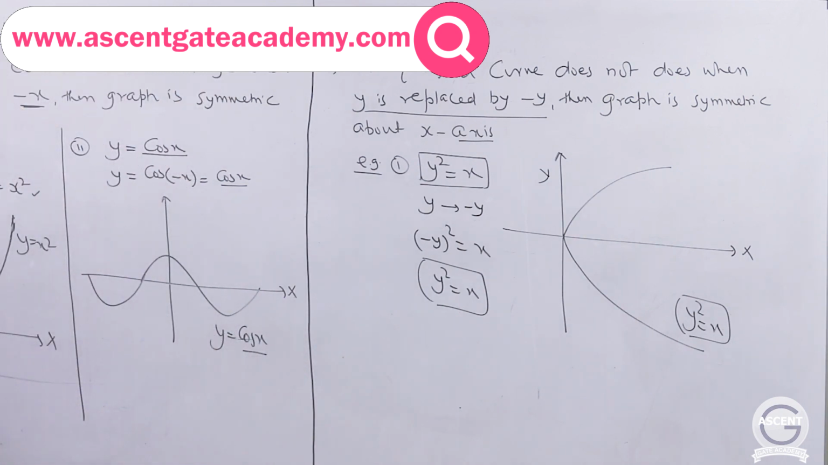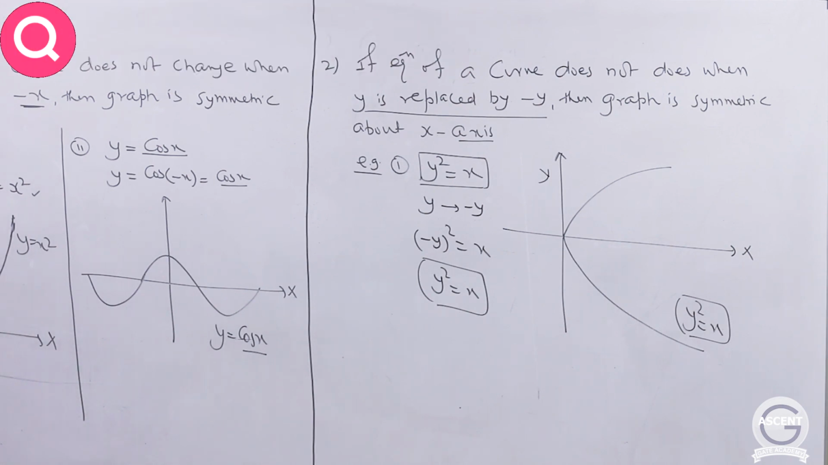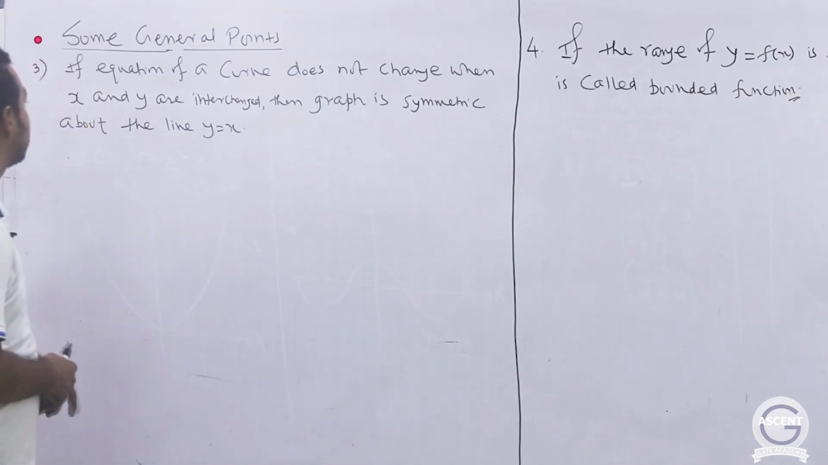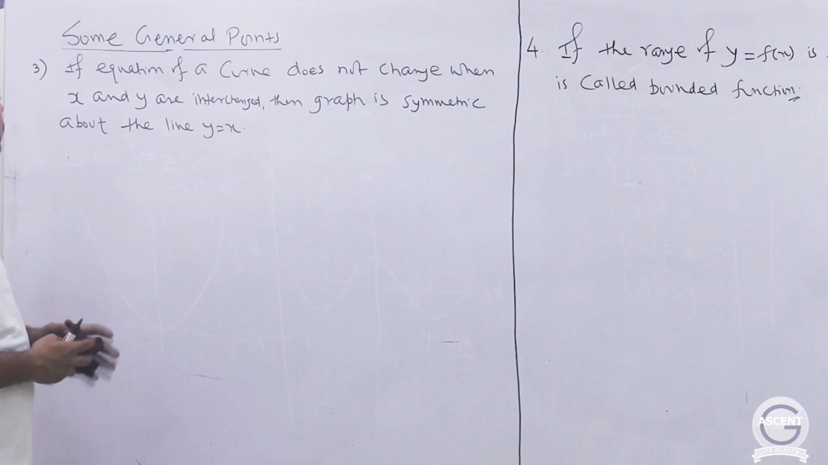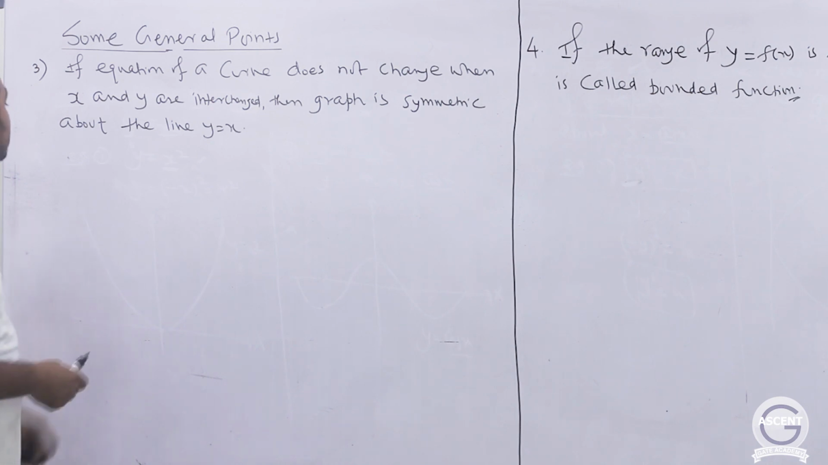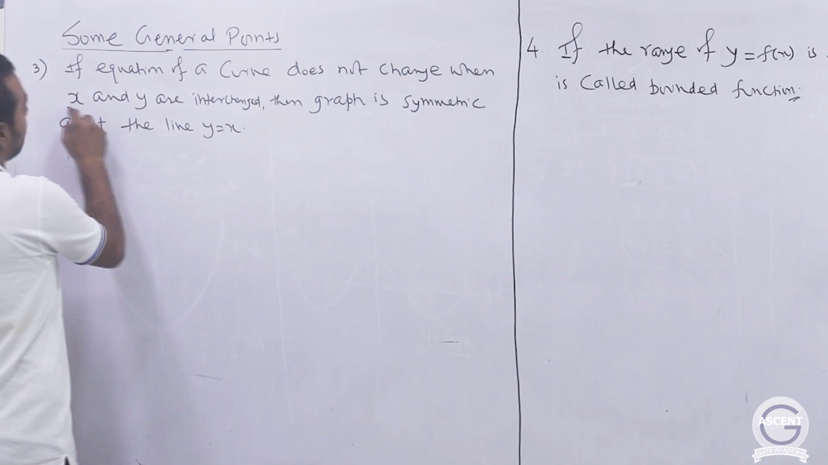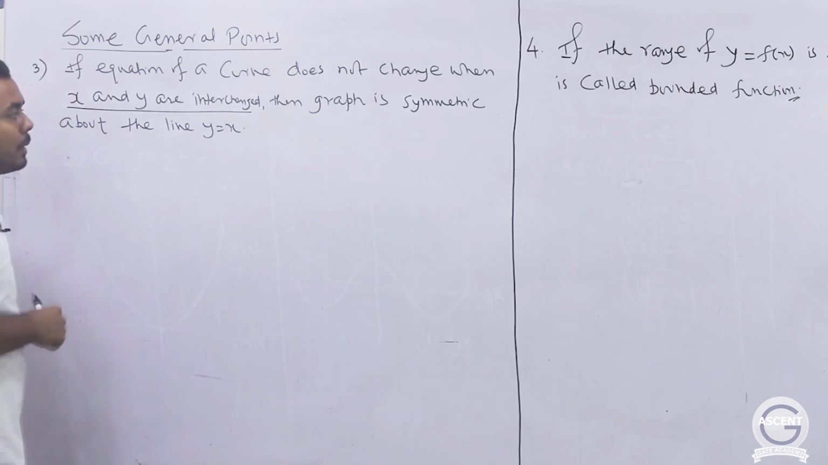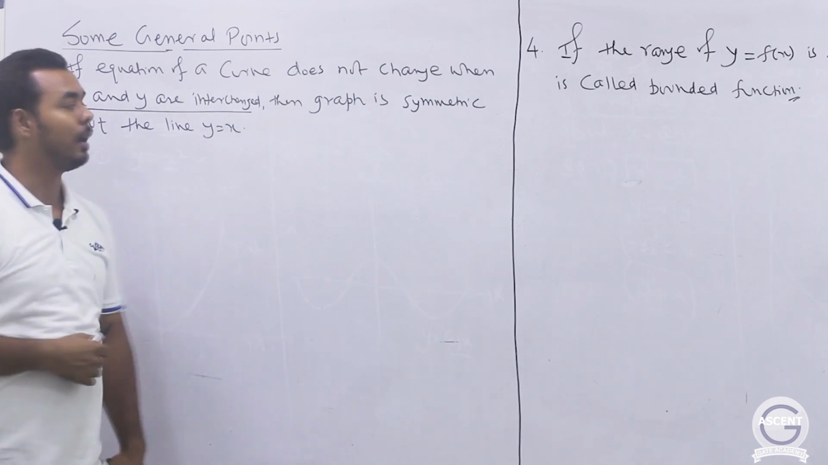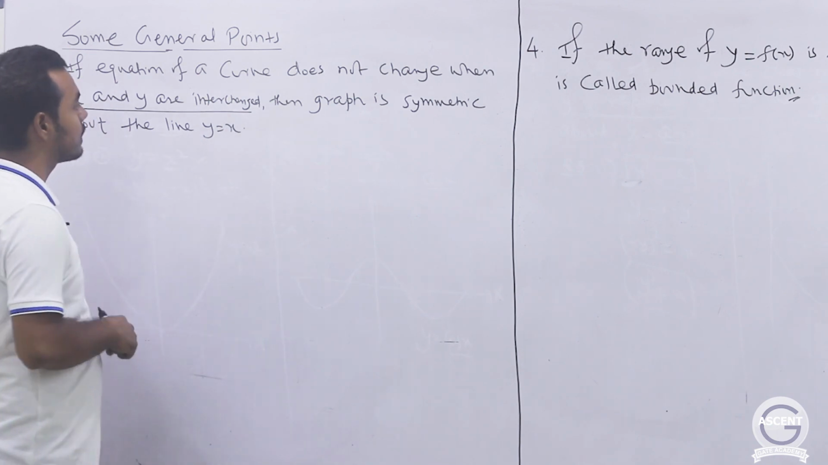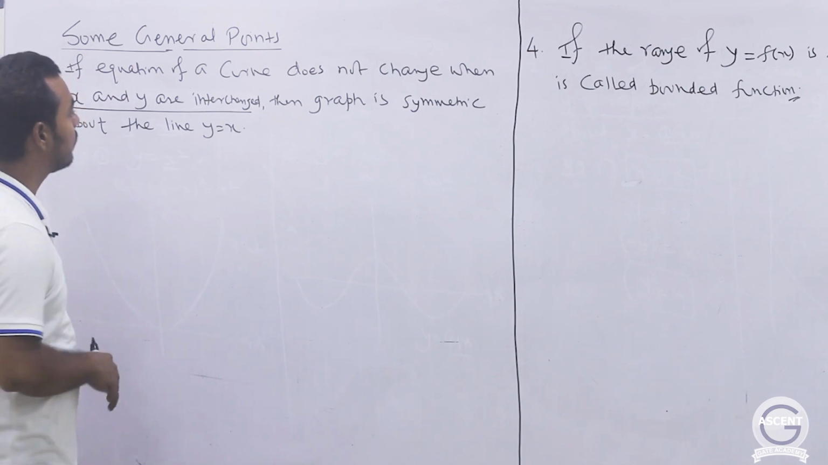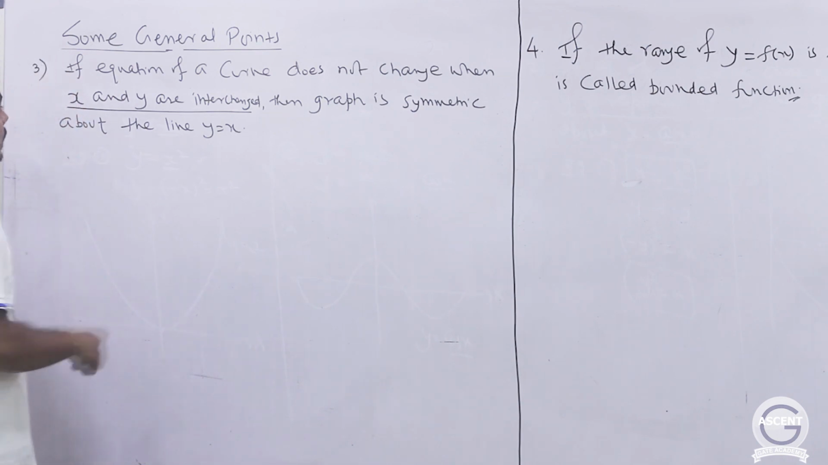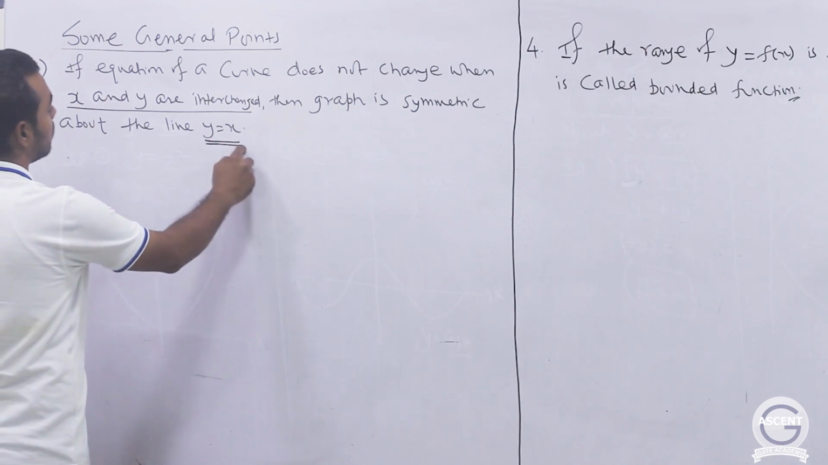Now we are going to take 2 more points related with the graph of different types of functions. So our next point is, if the equation of a curve does not change when x and y are interchanged. Interchange means in place of x we are writing y, and in place of y we are writing x. So if you interchange x and y and the equation of the curve is the same, then the graph is symmetric about the line y equals x.